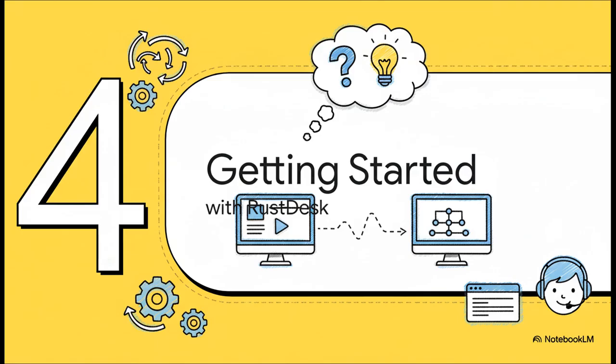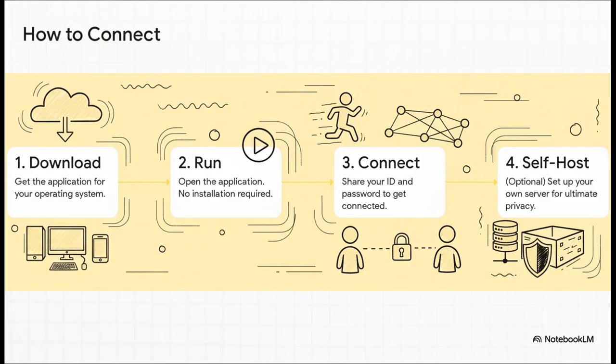All right, so you're probably thinking, this sounds cool, but is it hard to set up? Let's walk through getting started, because it's way easier than you might think. Seriously, it's just a few simple steps. You hop on the website, download the app for your computer or phone. You run it, you don't even have to install it. And then to connect, you either share your ID and password with someone, or you type in the ID of the machine you want to control. That's it. And, of course, for those of you who want that fortress-level privacy, the docs walk you through setting up your own server step by step.